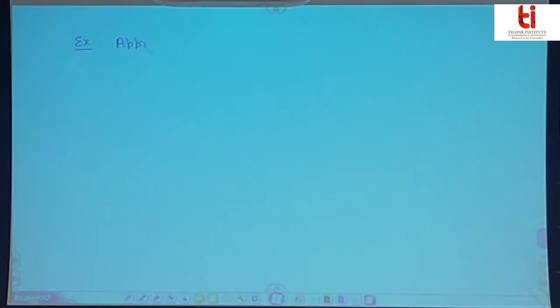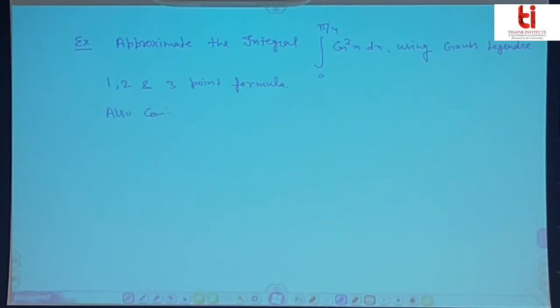Approximate the integral from 0 to pi by 4 of cos square x dx using Gauss Quadrature 1, 2 and 3-point formula. Also compare with the exact result.